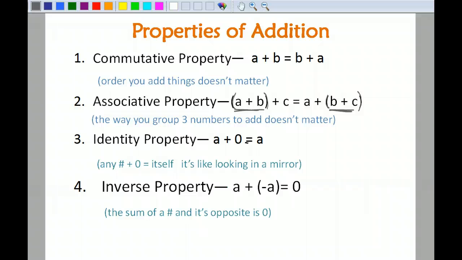Now the last one is called the inverse property, and that simply says if I add a number and its opposite, I'm going to get 0. So A plus negative A is going to give me 0.